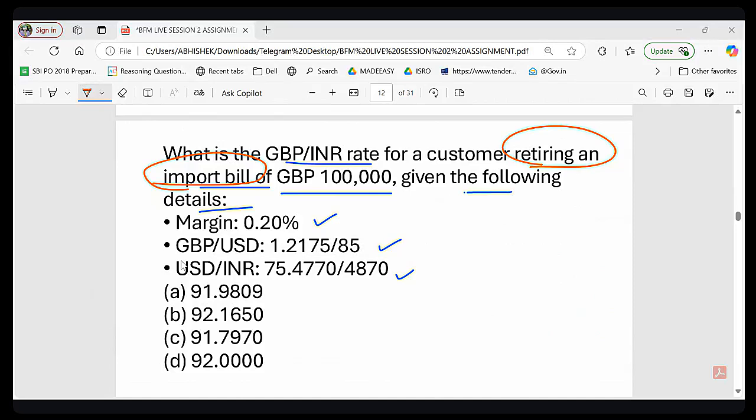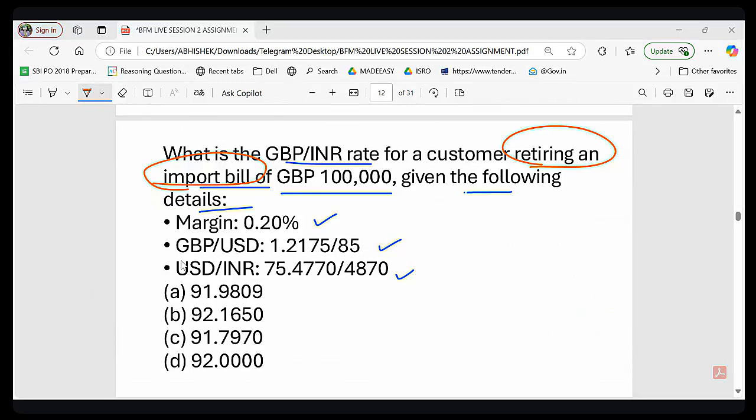See, जब भी आप whenever you see this word, retiring an import bill means paying off the amount. Okay, Jess, very good, clear. So retiring means what? We are paying the amount, right? We are paying off the amount due for imported goods or service, right?